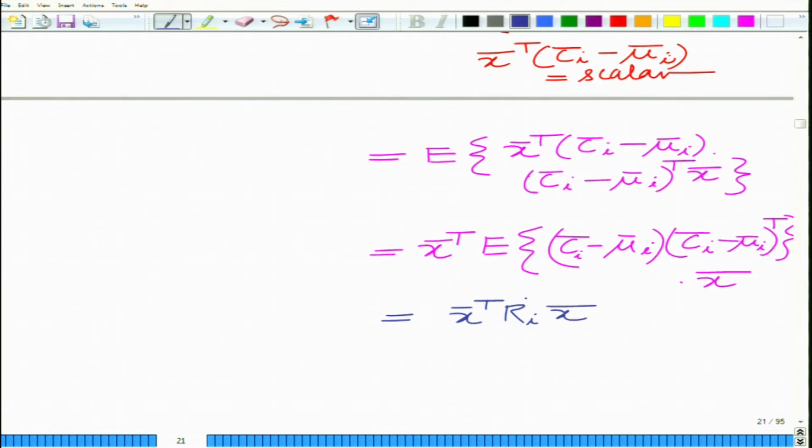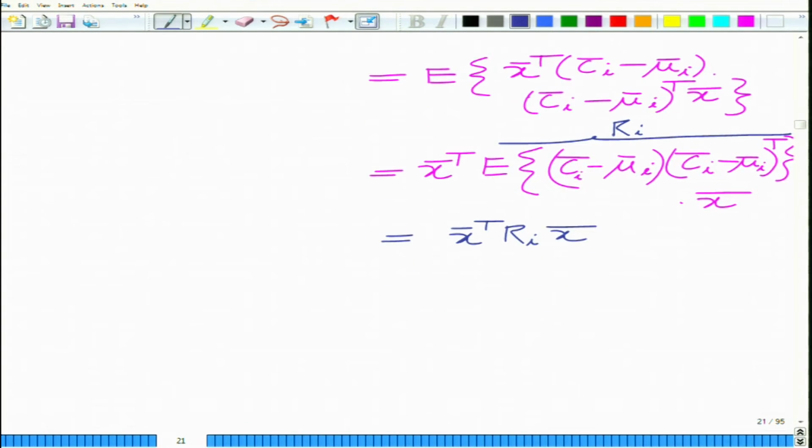And this is equal to x bar transpose Ri into x bar, where Ri, you can see, is the covariance, that is the expected value of (C bar i minus mu bar i) into (C bar i minus mu bar i) transpose. So, basically the variance of this C bar i transpose x bar, or x bar transpose C bar i, is x bar transpose Ri into x bar, that is the variance of this quantity. Okay.